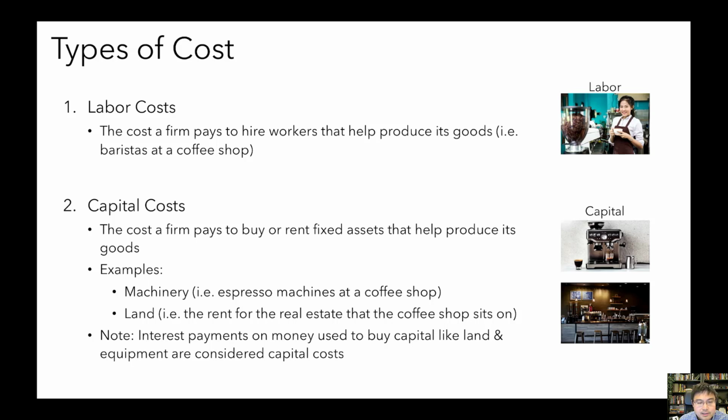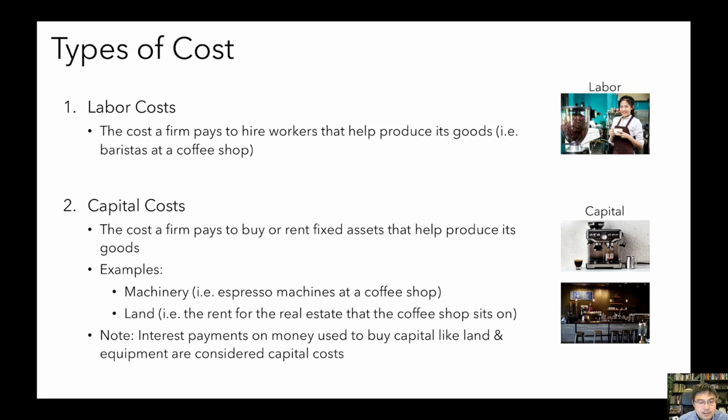So the first type of cost that we're going to talk about is labor costs. And that's the cost that a firm pays in order to hire its workers. So for example, the wages that a coffee shop pays to its baristas would be considered a labor cost. But it's not limited to the physical labor of people doing the grunt work for the company. It could also include the salaries that the company pays to its accountants, to its managers or its engineers, or even its CEOs would count as labor costs as well.